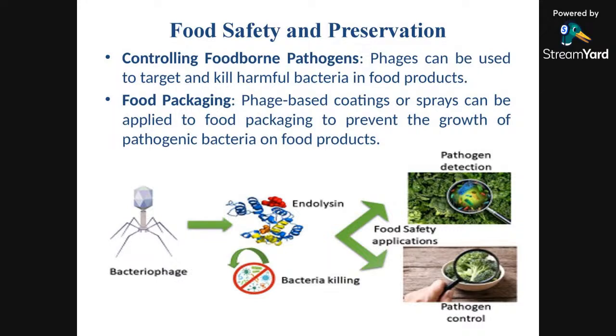Second application is in the field of food safety and preservation. Bacteriophage is used to control foodborne pathogens. Phages can be used to target and kill harmful bacteria in food products, reducing the risk of contamination with pathogens like Salmonella, E. coli, and Listeria. They offer a natural, eco-friendly method to preserve food and enhance safety.